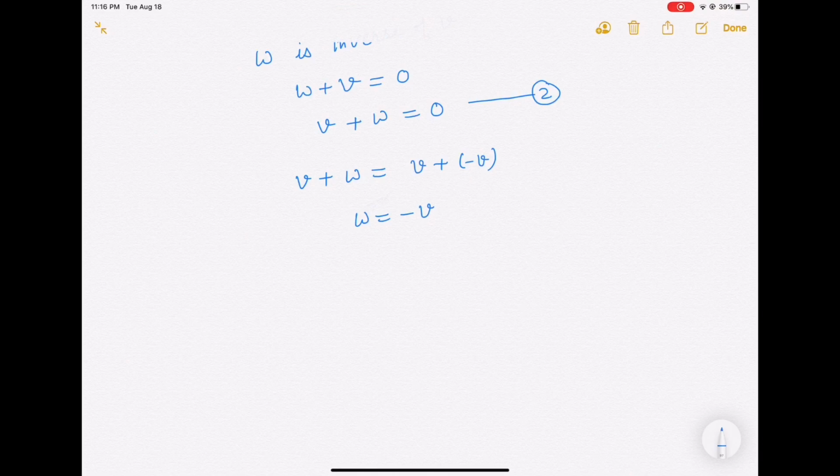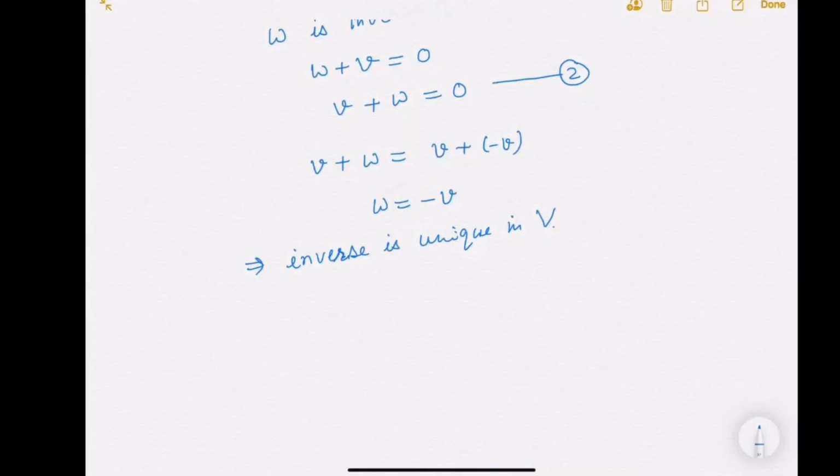So this implies the inverse is unique. Like the identity is unique in V, the inverse is unique in V. That is, each element in V has a unique inverse.